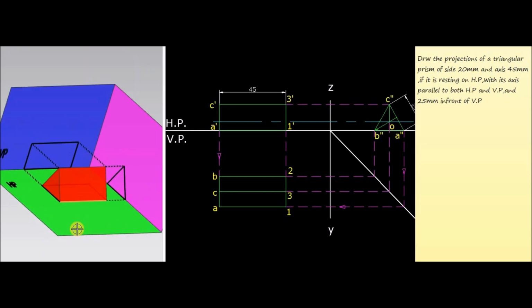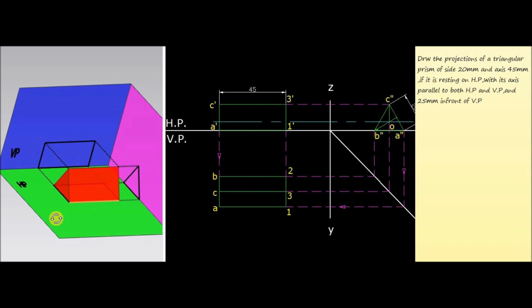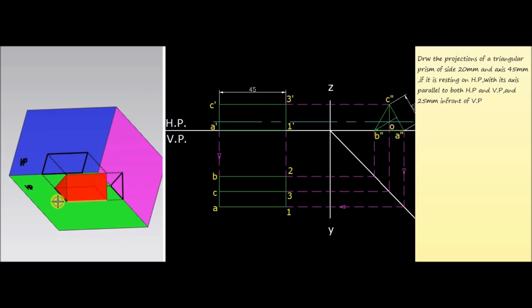Now in the question it is given that the triangular prism is resting on HP and 25 mm in front of VP. So this is the condition. Now this triangular prism is resting on HP and this distance is 25 mm, and the axis of the prism is 45 mm in length. That means the distance A1 or 2B is equal to 45 mm. So this is the present condition.